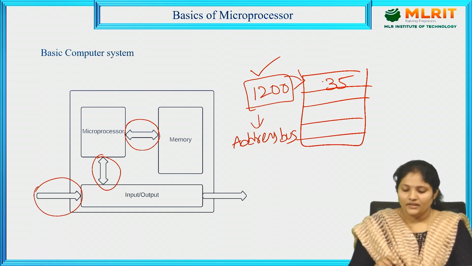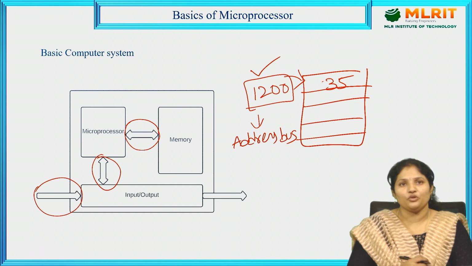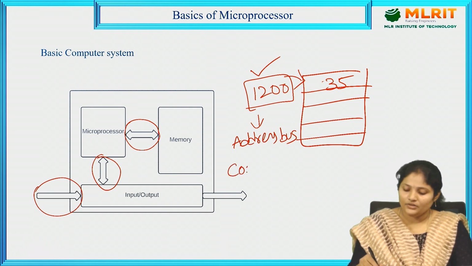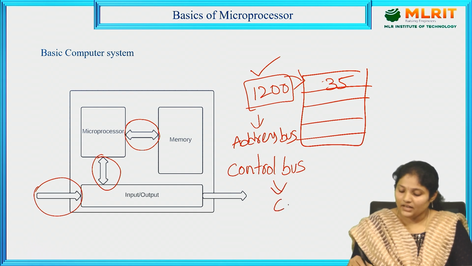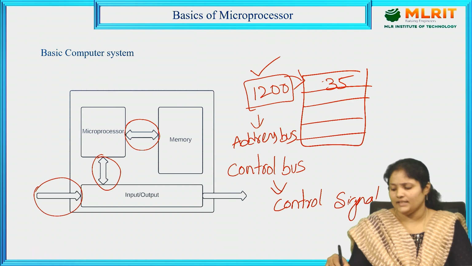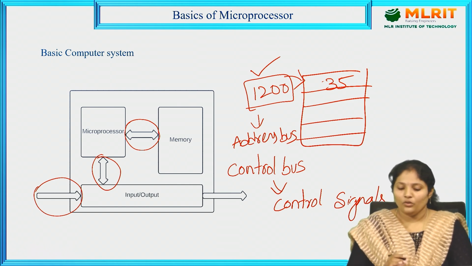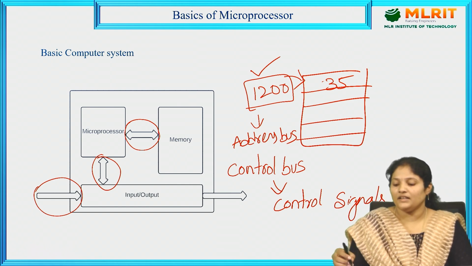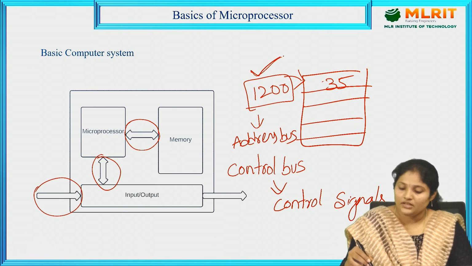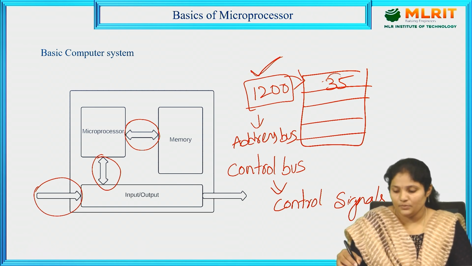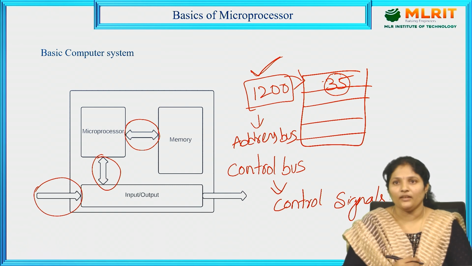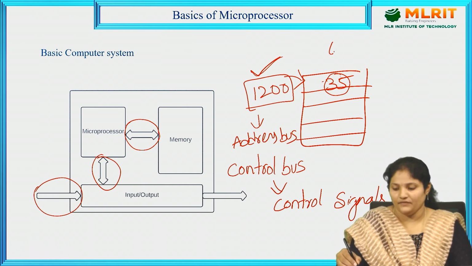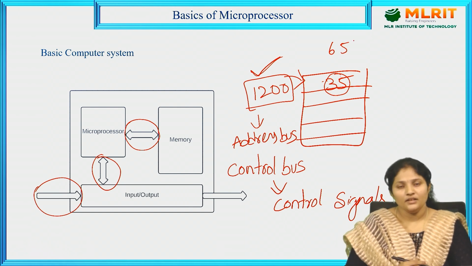Okay, fine. Next topic is control bus. So why are we having a control bus? The control bus is used to send control signals. Now, what are control signals? Basic control signals I'll explain here. In one instruction, I want to replace the data which is present in the 12,000 memory location. Actually, the data which is present in the 12,000 memory location is 35. I need to replace this 35 with any other random number like 65.